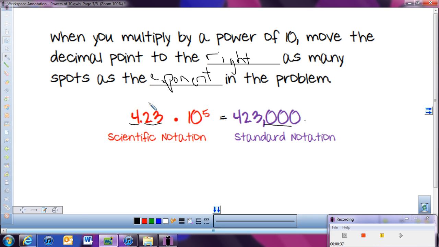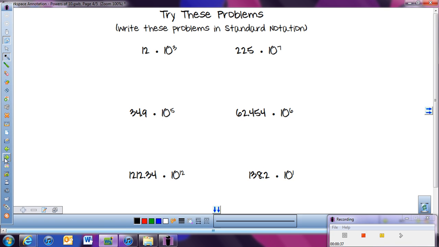So like we have up here, we're just going to take the decimal point and move it over however many spots that the exponent is. And that will give our answer in standard notation. So we're just going to try a few of those. We won't do all of them, we'll just do the first few.